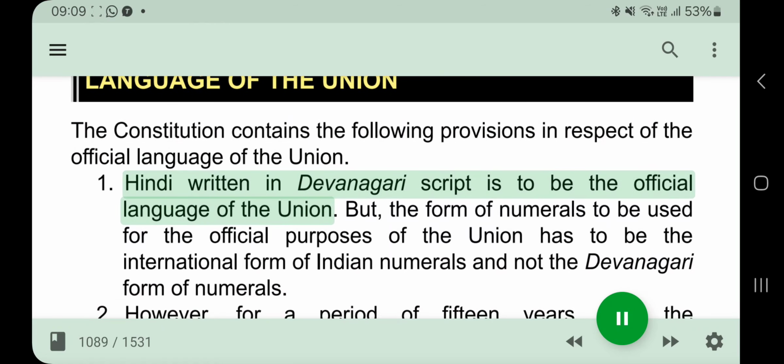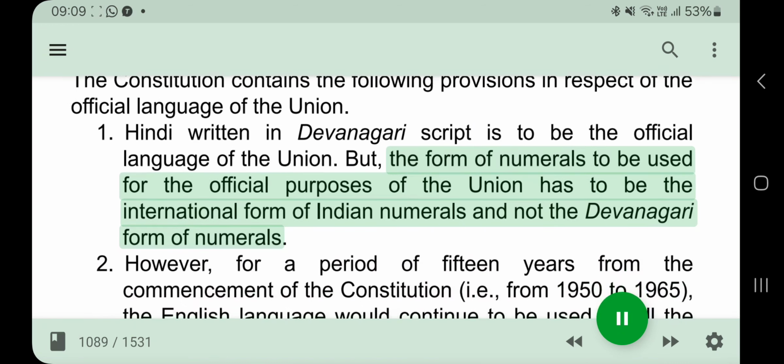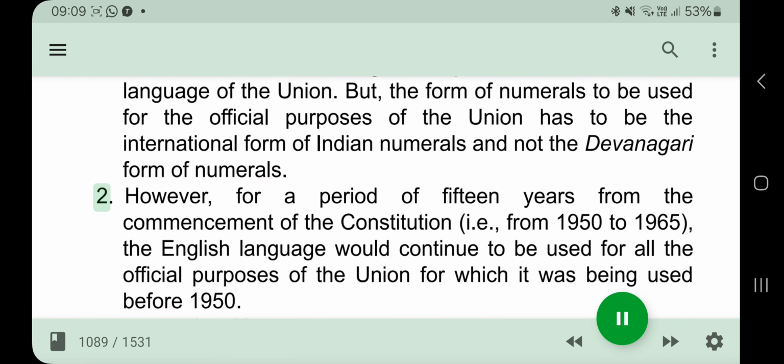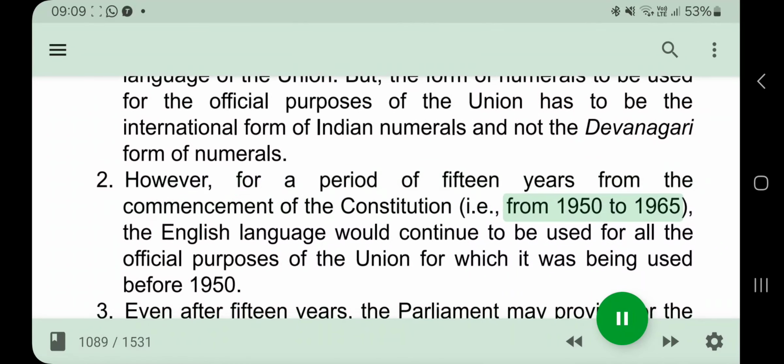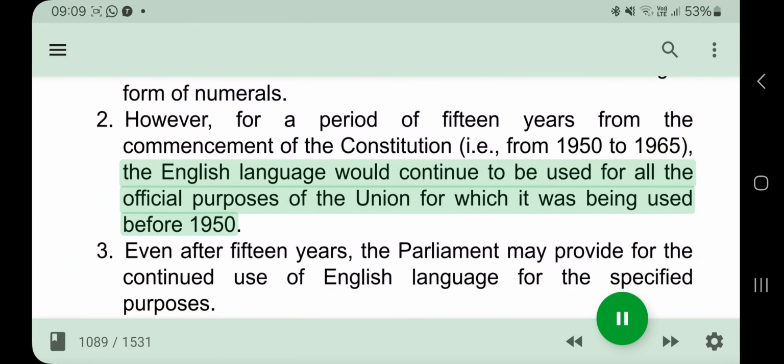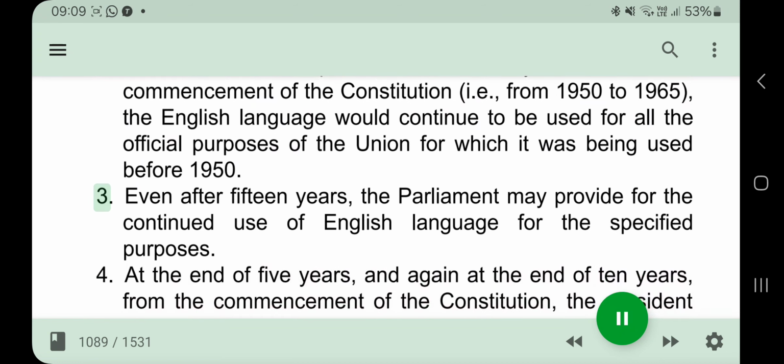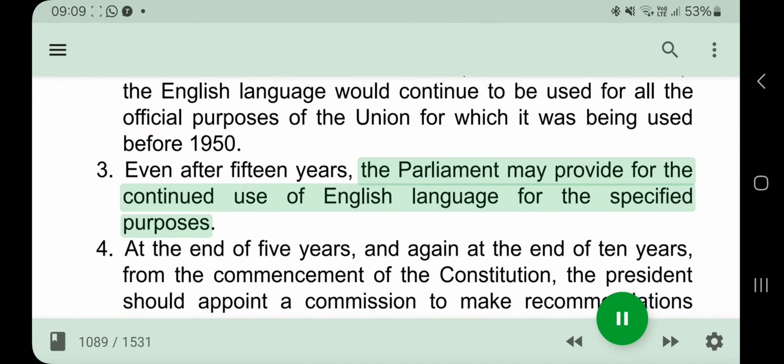1. Hindi written in Devanagari script is to be the official language of the Union. But the form of numerals to be used for the official purposes of the Union has to be the international form of Indian numerals and not the Devanagari form of numerals. 2. However, for a period of 15 years from the commencement of the Constitution, i.e., from 1950 to 1965, the English language would continue to be used for all the official purposes of the Union for which it was being used before 1950. 3. Even after 15 years, the Parliament may provide for the continued use of English language for specified purposes.